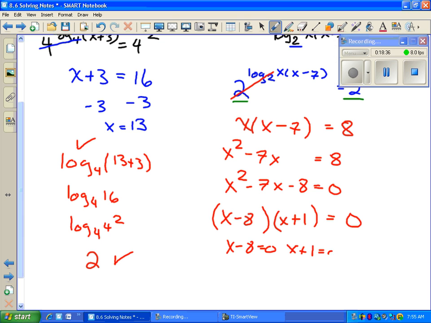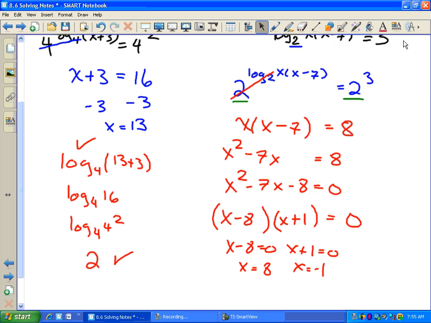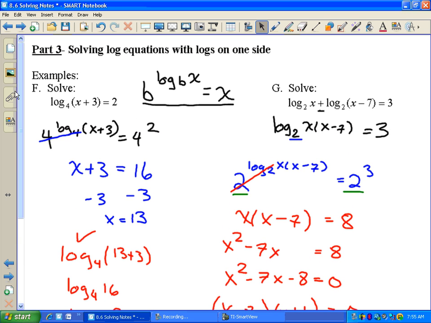X plus 1 is equal to 0. So x is equal to 8, or x is equal to negative 1. Well, what's my answer? Can I have more than one answer? Let's go back to the top and find out. Are either of these extraneous, or are they both going to work? I have 8 and negative 1.